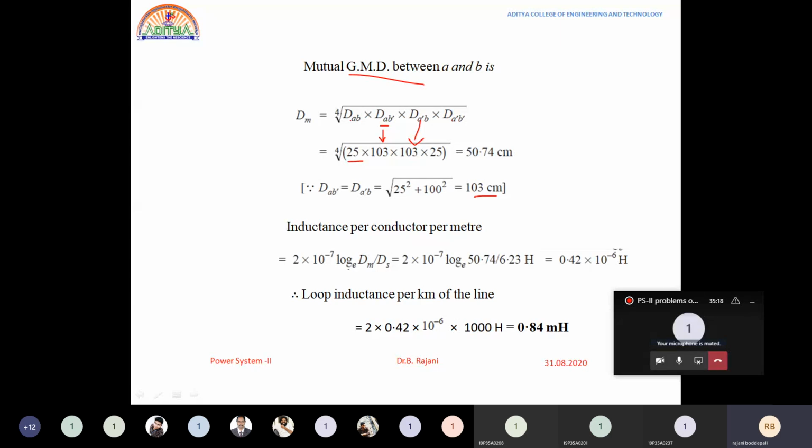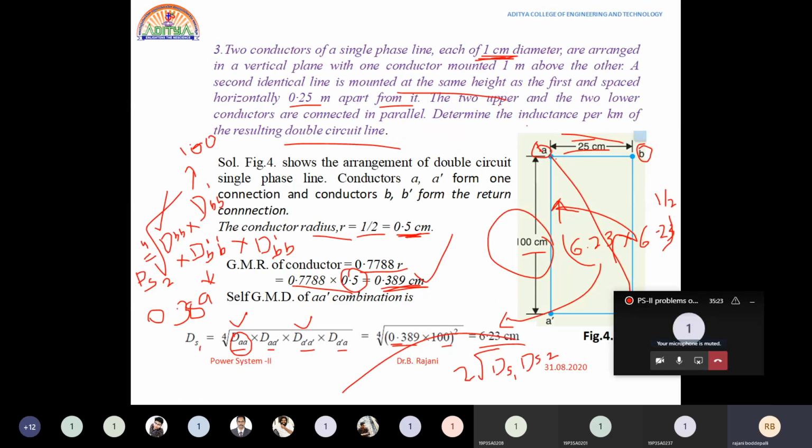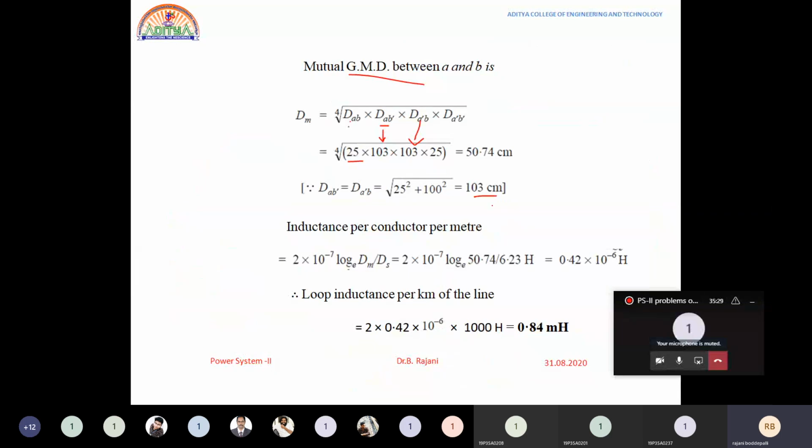But AB is 25 centimeters. Similarly, A dash B dash is also 25 centimeters. Why? The distance from A dash to B dash is also the same. That's what we are writing over here. A dash B dash is also 25 only. So on simplification, we have got this value. This is how you need to find the values for mutual GMD.